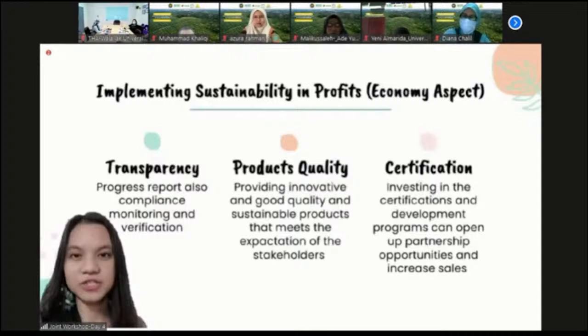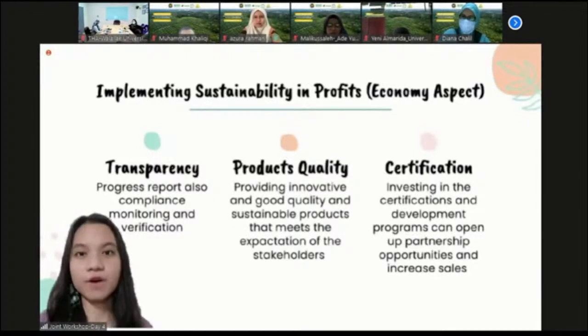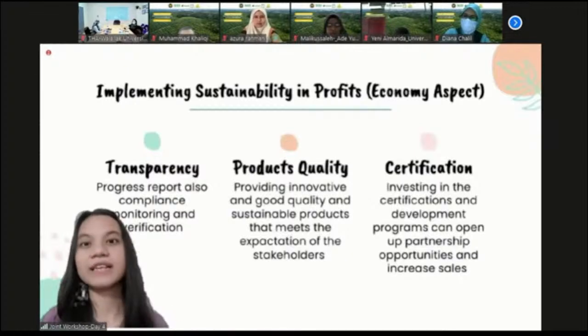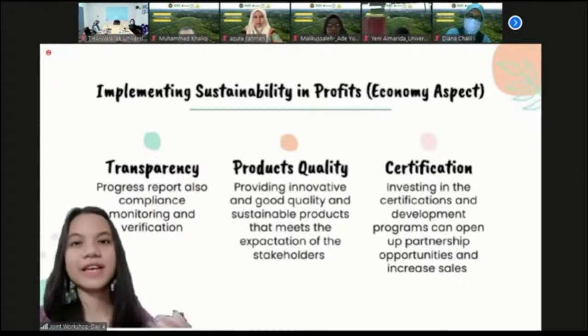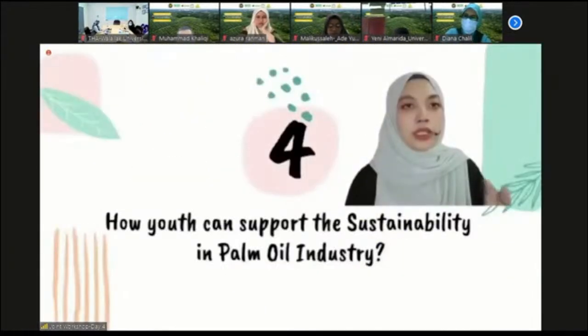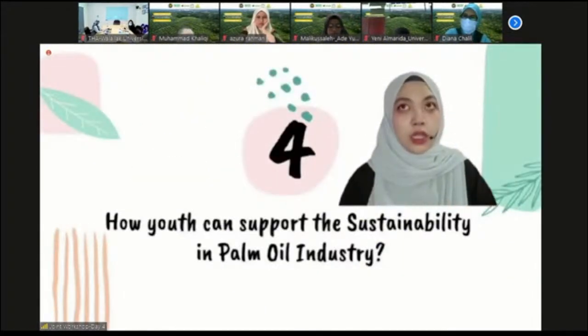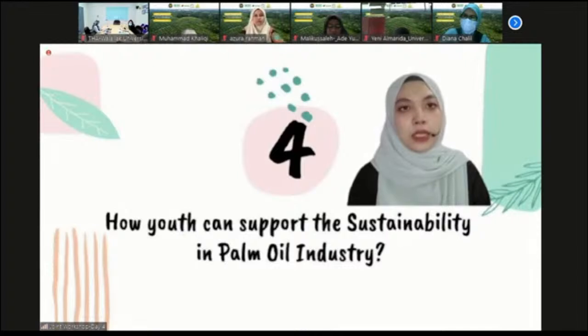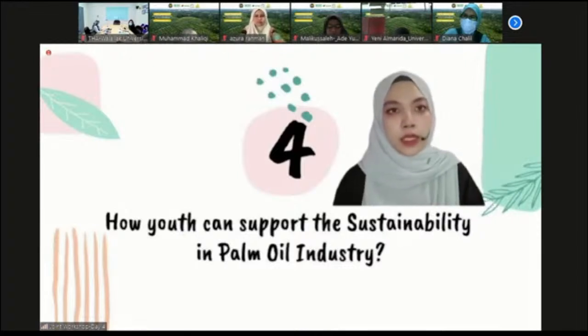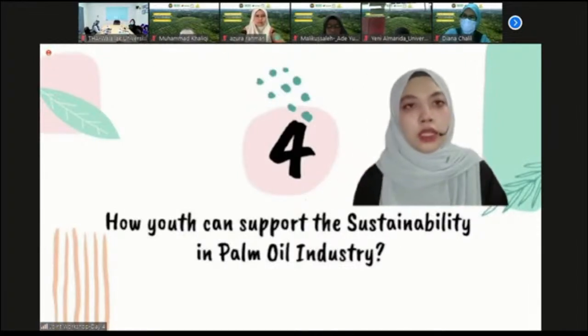And finally, certification. Certification is one of the forms of sustainability implementation in the palm oil industry. By investing in certification and its development programs, it can open up partnership opportunities and increase sales. Okay, thanks, Evelyn, for explaining how to implement the sustainable supply chain in the palm oil industry.